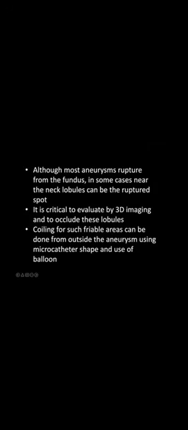In the other plane also, we can see perfectly preserved parent vessel and completely occluded aneurysm. So in conclusion, although most aneurysms rupture from the fundus, in some cases near the neck lobules can be the rupture spot. It is critical to evaluate and plan a strategy. Coiling for such friable areas can be done from the outside with a perfectly shaped microcatheter and differential use of the balloon, like we did in this case.